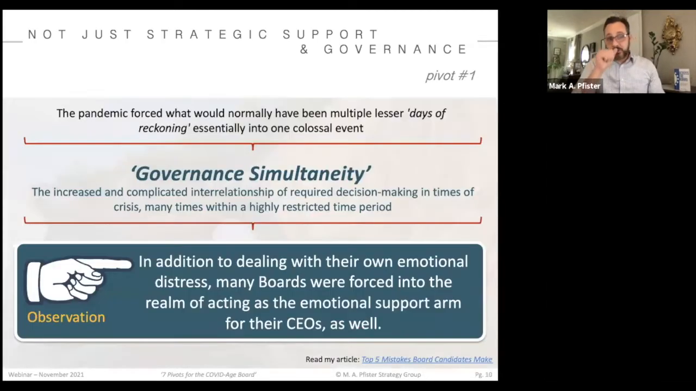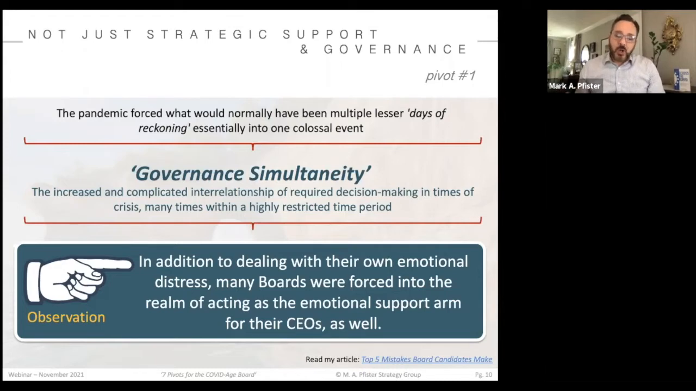So let's first talk about what I'm calling not just strategic support and governance anymore. And this is one of the first pivots that we saw very early. So the pandemic forced what would normally be multiple lesser, what I like to call days of reckoning, essentially into one colossal event. So you can think about this even in your personal life. You may have all these small things that are out there, and then all of a sudden they're all needed at the same time. It can be overwhelming, even though individually most of them are potentially smaller events or smaller focus areas.